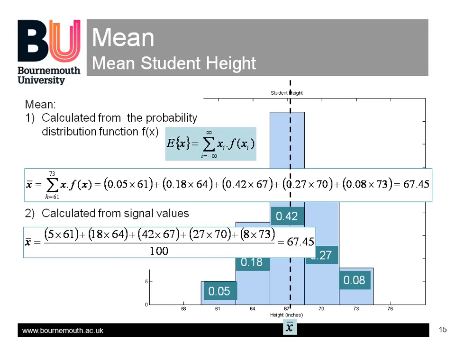That is, the individual student heights of 5 students at height 61, plus 18 at 64, plus 42 at 67, plus 27 at 70 and 8 at 73, divided by the total number of 100 students.